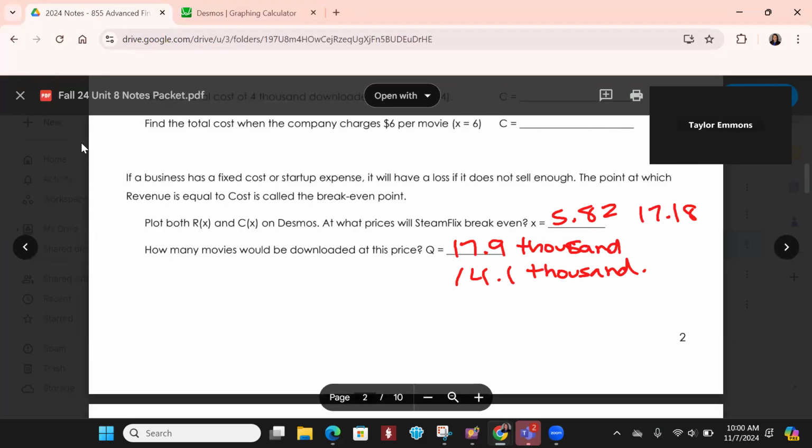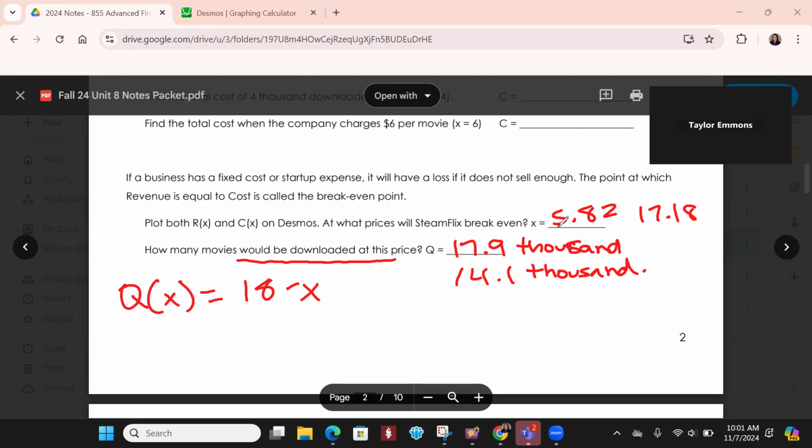Look at your formulas. Found it? It's the 18x minus x squared. That's almost it. Look for the one that says Q of X equals 18 minus X. Okay, so the question becomes, how many movies would be downloaded at this price?